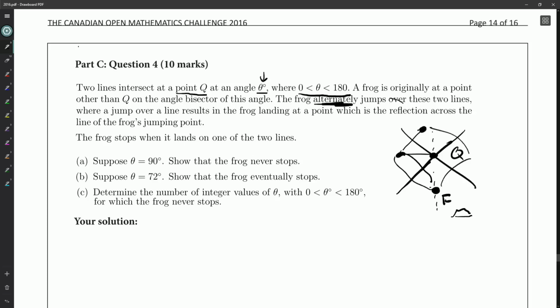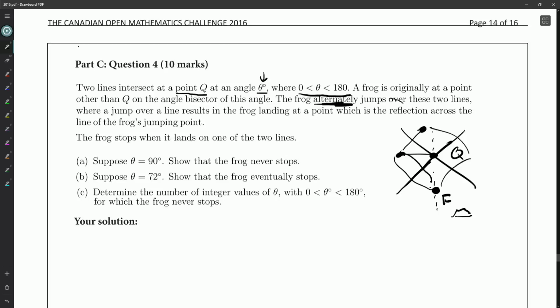The frog stops when it lands on one of the two lines. Can that ever happen? Is that possible to actually land on one of the two? Well, I assume it must. Otherwise, they wouldn't have asked the question. Okay, we'll have some experimentation.